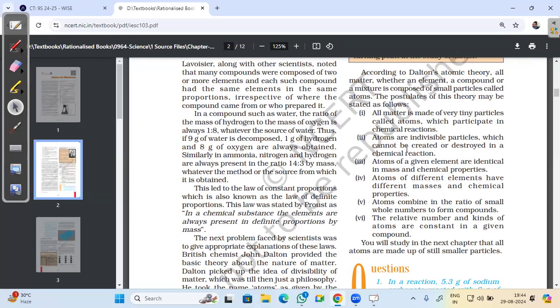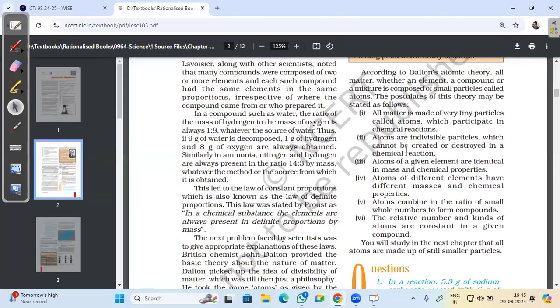Atoms of a given element are identical in mass and chemical properties. So for any element, the atoms of the given element are identical in mass and their chemical properties. Atoms of different elements have different masses and chemical properties. Then, atoms combine in the ratio of small whole numbers to form compounds. Like we see hydrogen and oxygen, they always combine in the ratio 2:1.